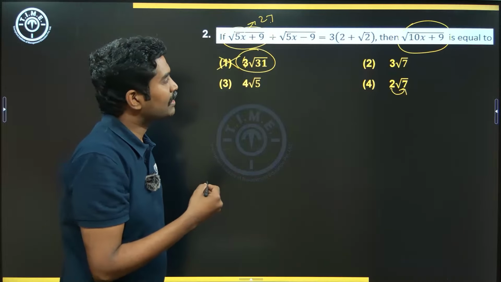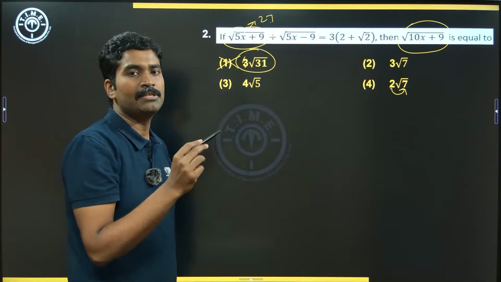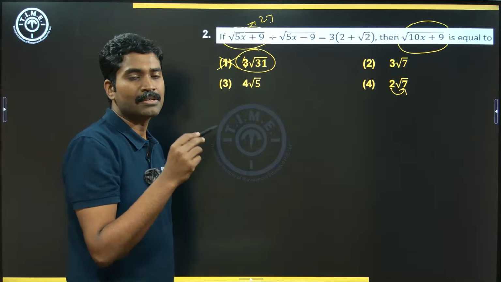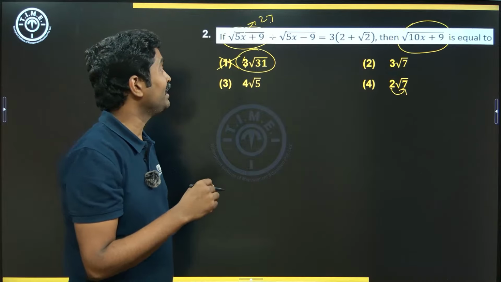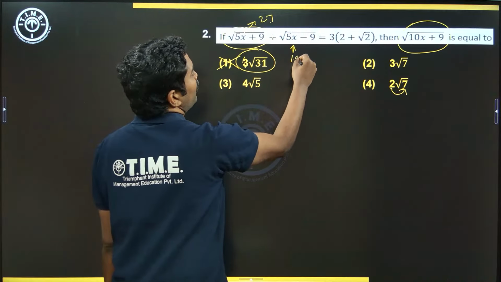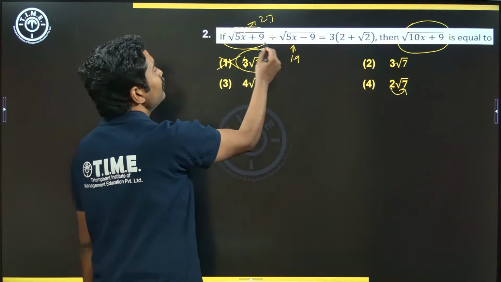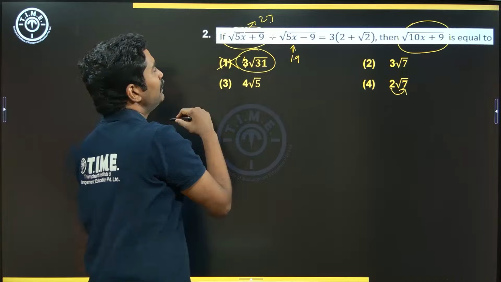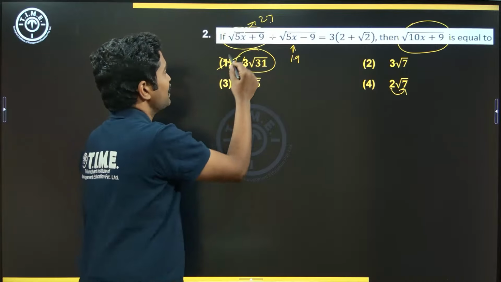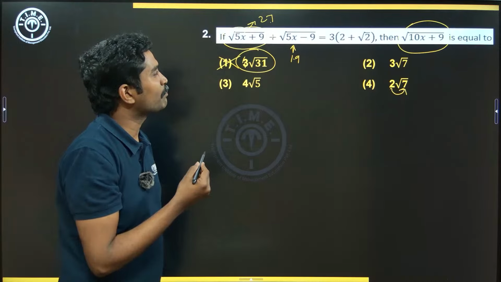10x plus 9 is how much? 2 to the 4, 4 7s are 28. 10x plus 9 is 28. 10x is equal to 19. X is equal to 1.9. If x is equal to 1.9, substitute x equal to 1.9 here. 9.5 minus 9, 0.5. That's so small, neglected. Now, here 5 into 1.9, 9.5 plus 9, 18.5. Square root of 18.5 will be 4 point something, right?